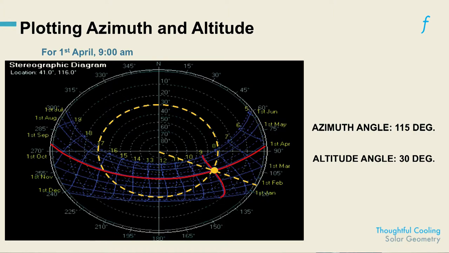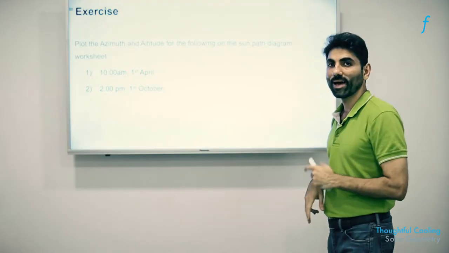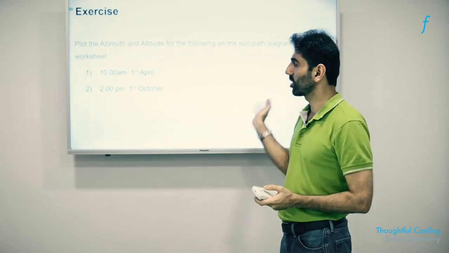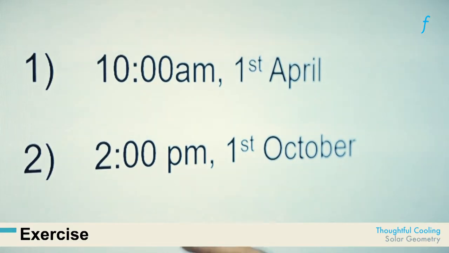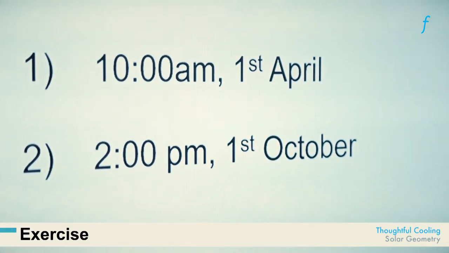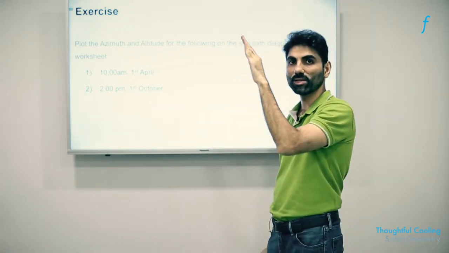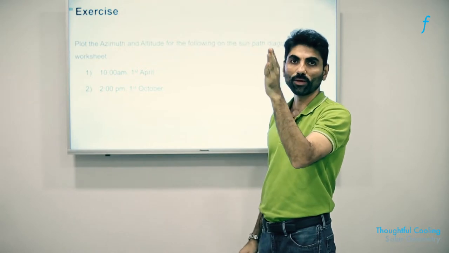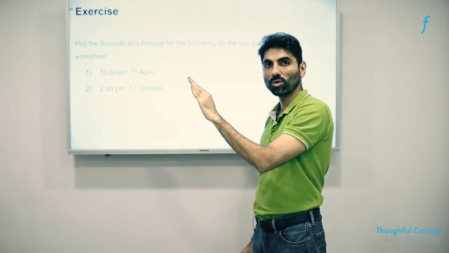So let's conduct a second exercise for the month of October, but for 2 p.m. What would the azimuth and altitude angles be for that? We will look at that in just a second. But one can imagine that since we are talking about 2 p.m. now, not 9 a.m., the azimuth angle would be much higher because the sun would have swept a greater arc through the horizon. And also, because it's October, the angle of the sun will not be the same as April in terms of altitude. It would be slightly lower in the sky because you're getting close to October.